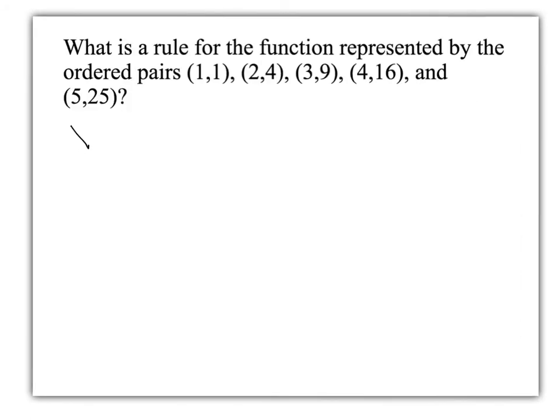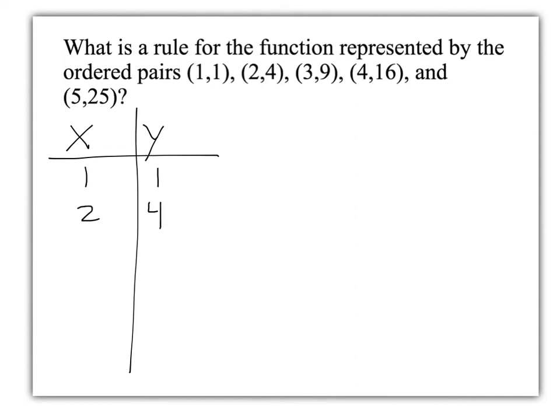So let's make another xy table, just because trying to think of all this stuff in your head gets way too much. So we have the ordered pair 1, 1, we have 2, 4, we have 3, 9, we have 4, 16, and we have 5, 25.